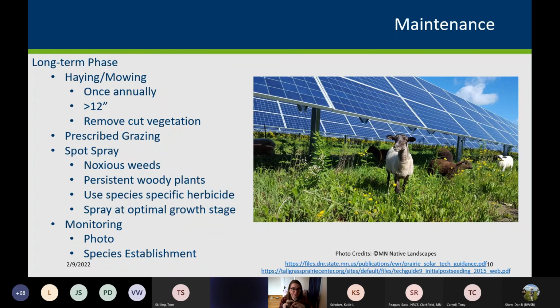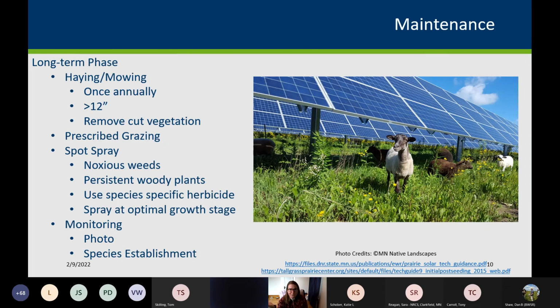It does have to be done thoughtfully, especially if you're going to manage multiple solar sites with one sheep herd. There's a lot of sequencing involved there with how long are the sheep going to be on this site, this site, this site, this site. And again, we want to be thinking about things like refugia, set aside habitat that's not managed so that the sites still are pollinator friendly.